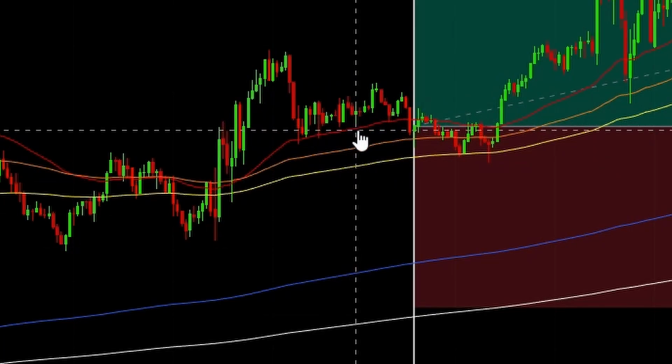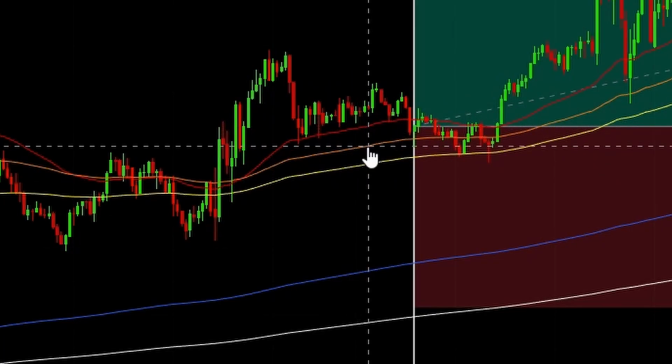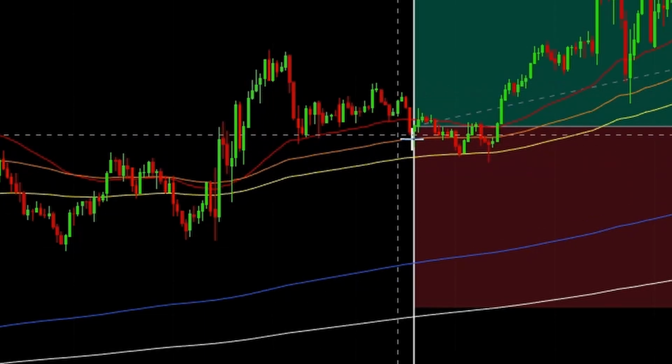What matters here is that the fastest moving EMA, which is this red line, should be above the second fastest moving EMA, which is this orange line, and both of these lines should be above the yellow line, which is MA3, the slowest moving one of these 3.